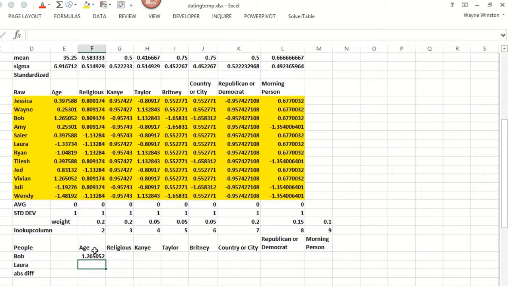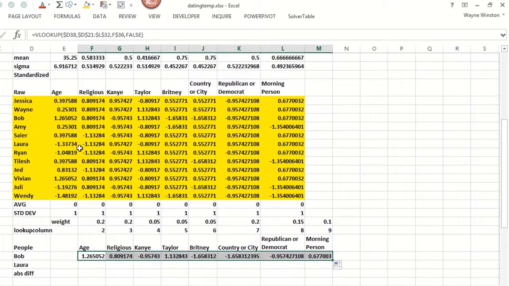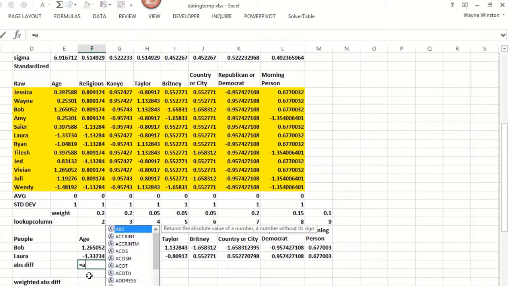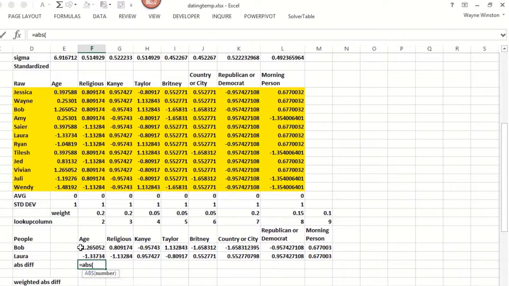What's Bob? 1.26. And if I copy this across, do I get all Bob, that whole row for Bob? 1.26, 0.80, that's good. Now, if I copy this down, do I get it for Laura? Laura minus 1.33, minus 1.13, great. So now I would find the absolute difference between these. I could square them, but then it just doesn't have units that make much sense when you square things. So I'll take the absolute value, which means I ignore the minus sign. Oops, absolute value of F38 minus F39.